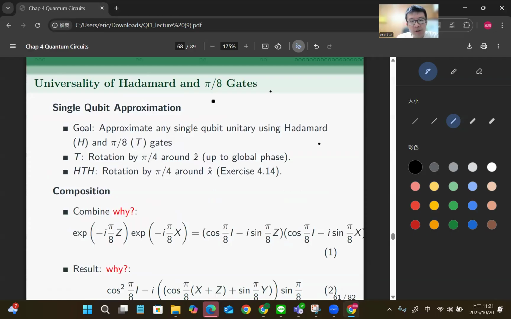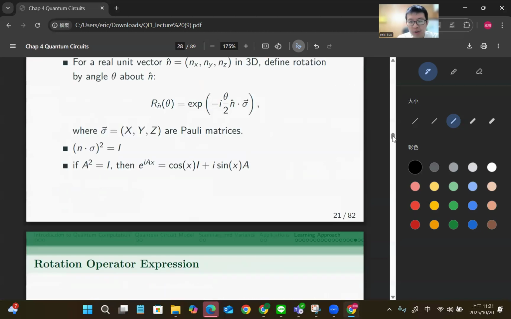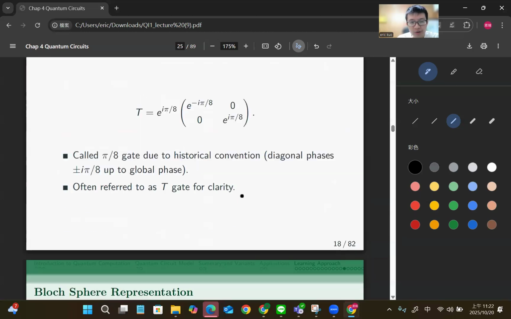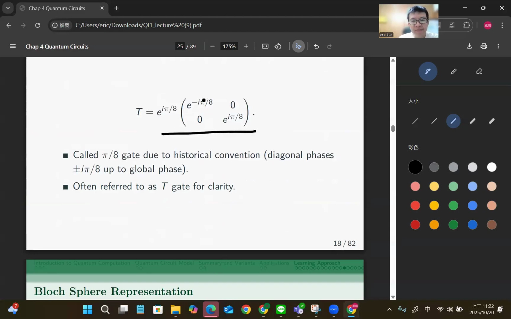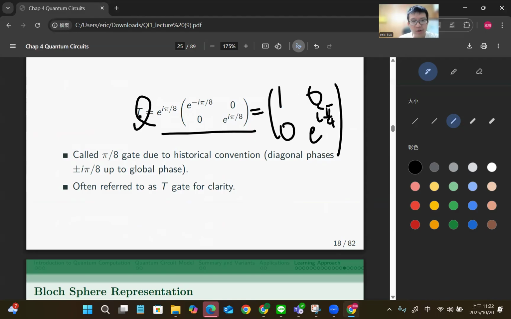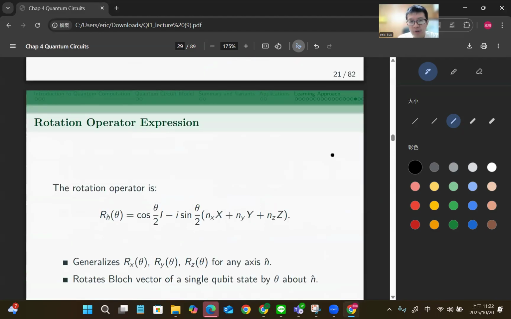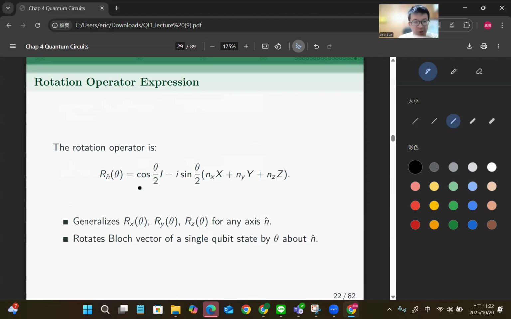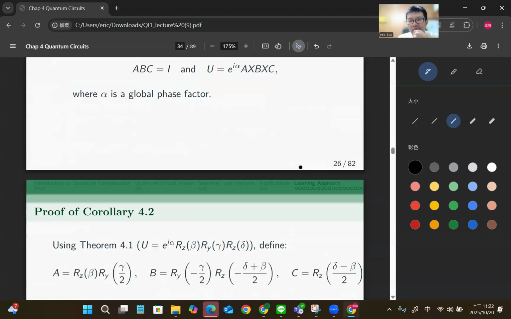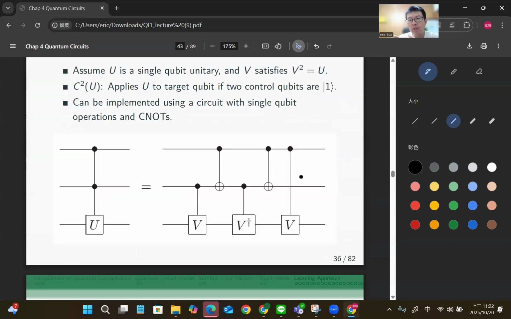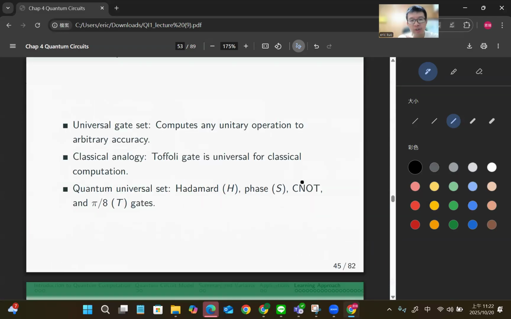So the technical result is that let's say we have this T gate, which is the pi over 8 gate. You can write it as a diagonal matrix with exponential i pi over 4. This is called the T gate. And this is the formula for single qubit rotation. Now let's say you have T and Hadamard gates.